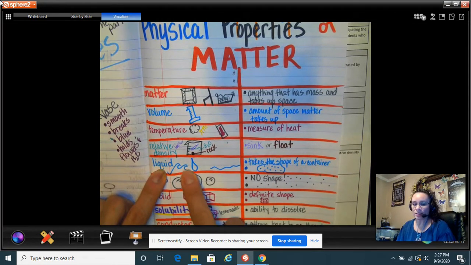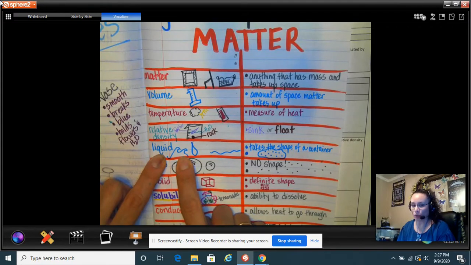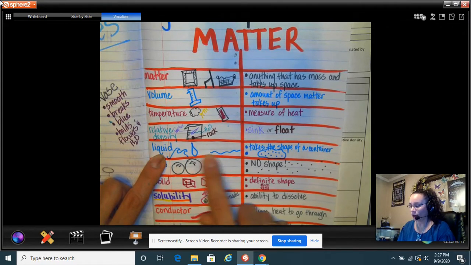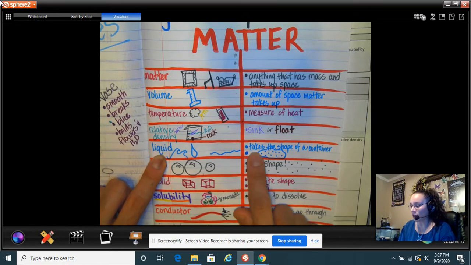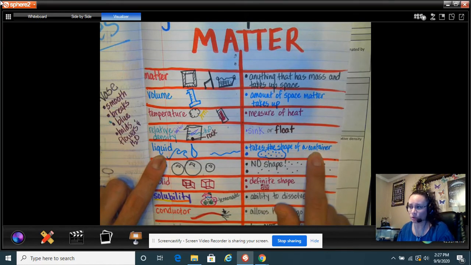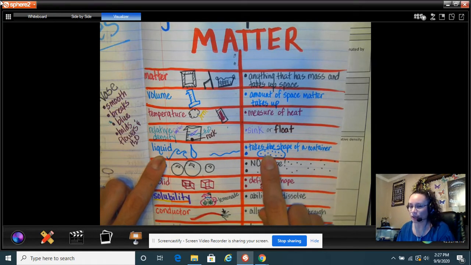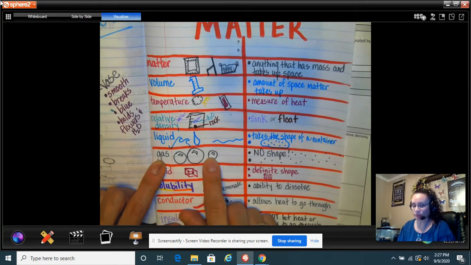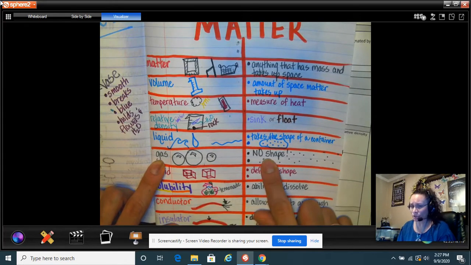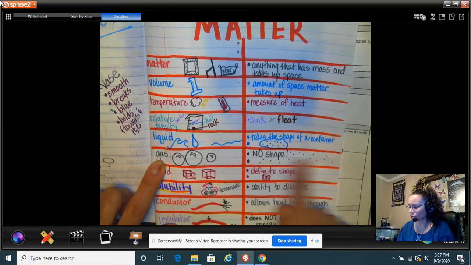The next word is liquid. I drew the ocean waves, a drop of water, a pond, spilling water on the floor, takes the shape of a container. So if I spill the water on the floor, it's going to take the shape of the floor. Okay. And my molecules of liquid are kind of sliding past each other. The next one is gas. I drew 3 bubbles. Gas has no shape and the molecules are going everywhere.